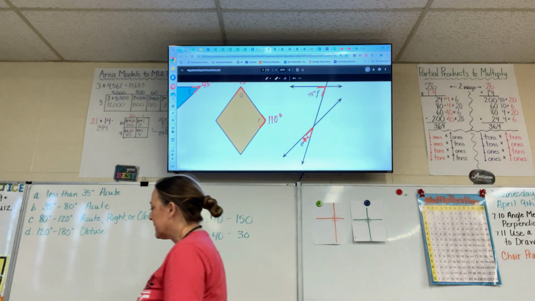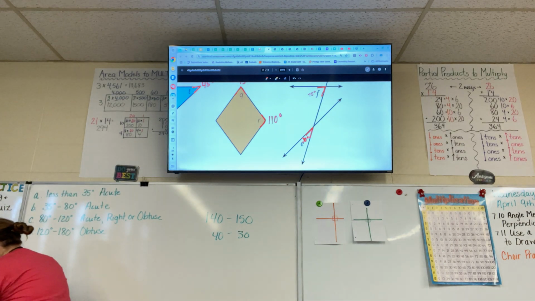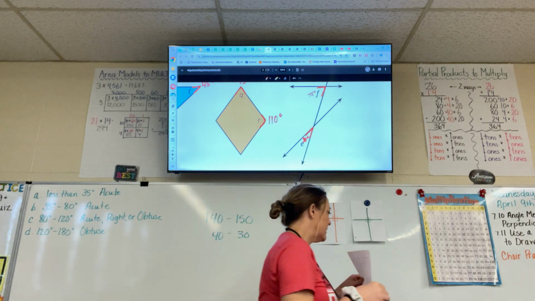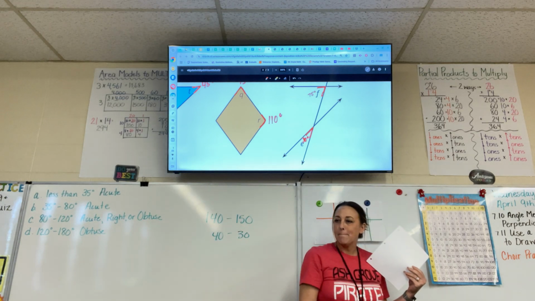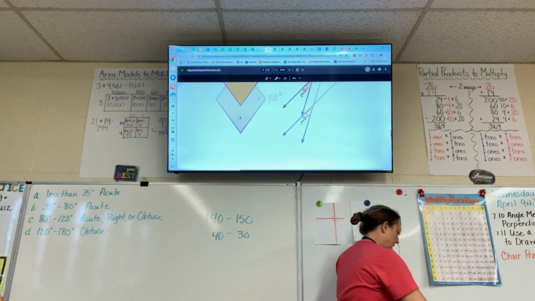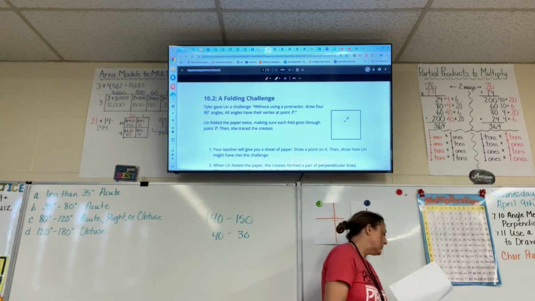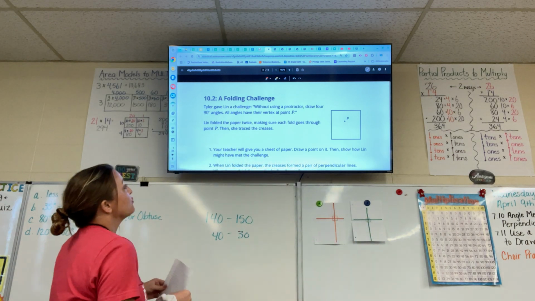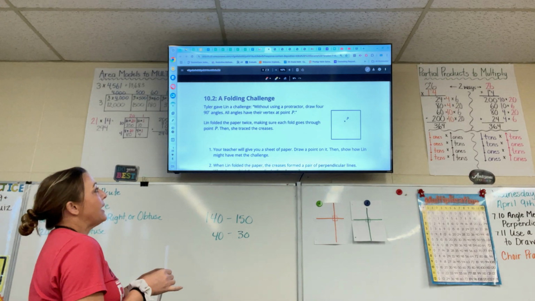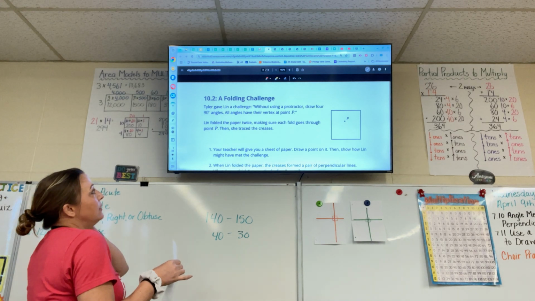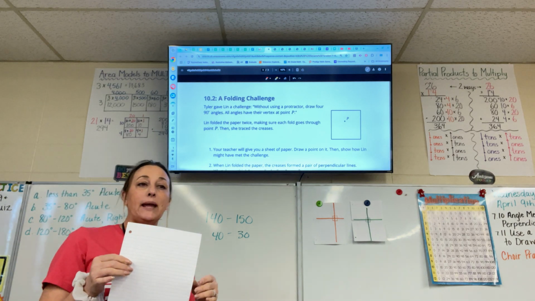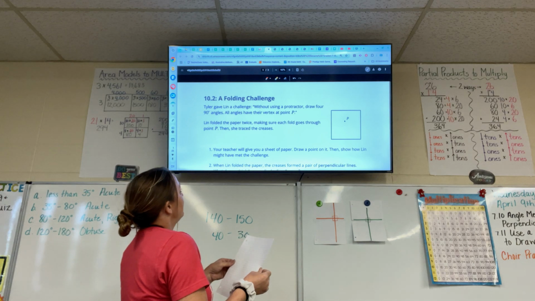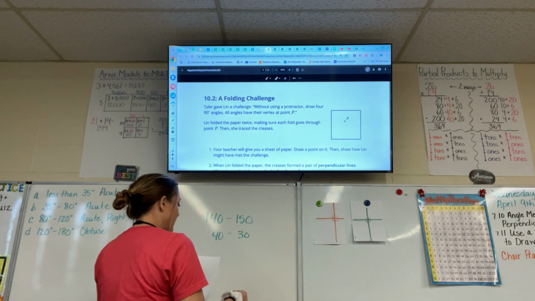All right. On the next one, I'm going to show you what they do real quick. She takes a piece of paper and it says, Tyler gave Lynn a challenge. Without using a protractor, draw 4 90-degree angles. All angles have their vertex point at P. So Lynn folded the paper twice, making sure each fold goes through P.